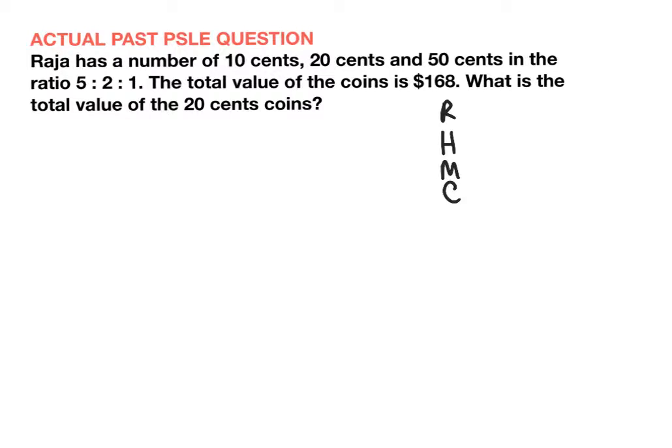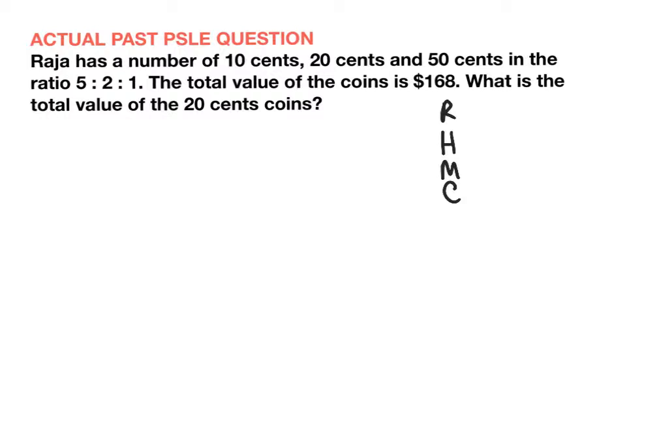Raja has a number of 10 cents, 20 cents and 50 cents in the ratio of 5:2:1. The total value of the coins is $168. What is the total value of the 20-cent coins? Okay, so that is reading once to get a general idea.